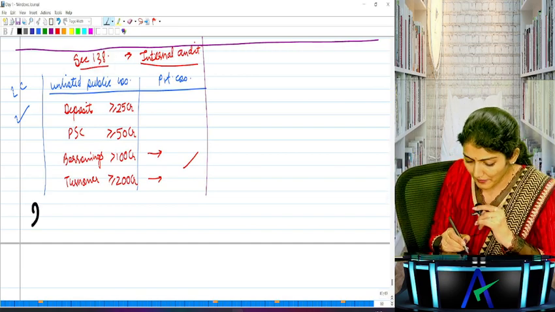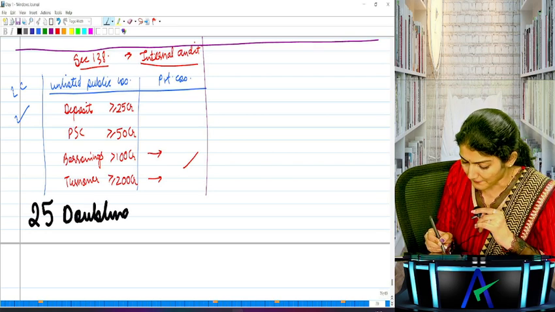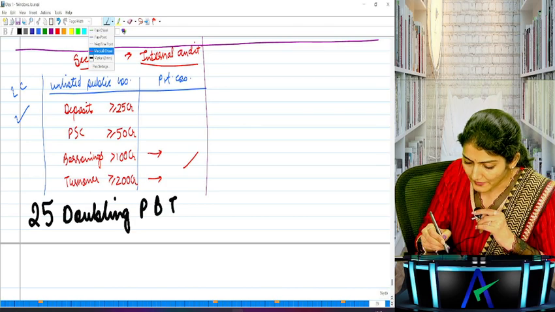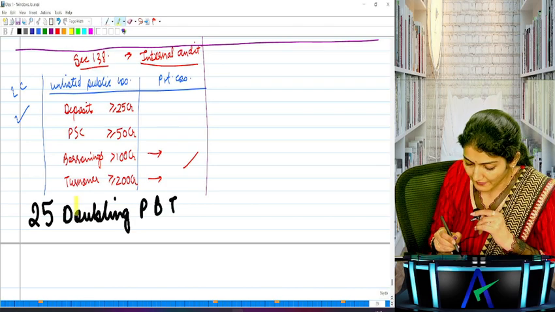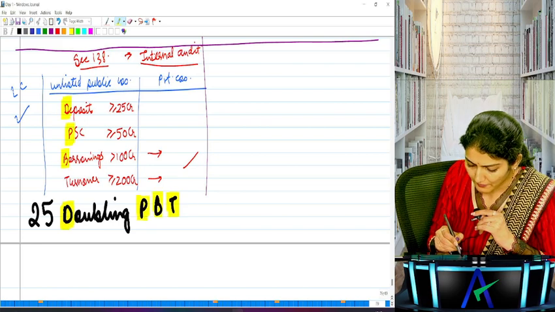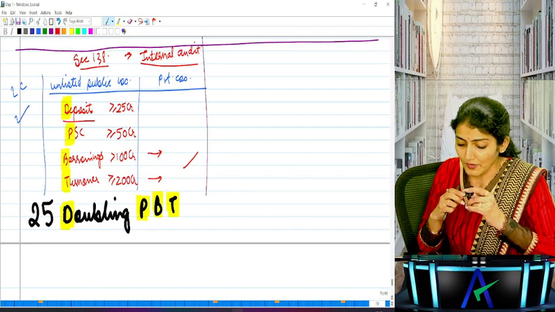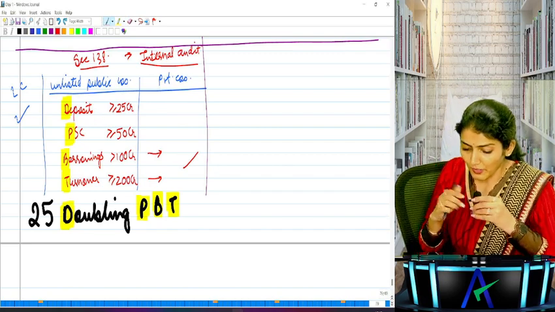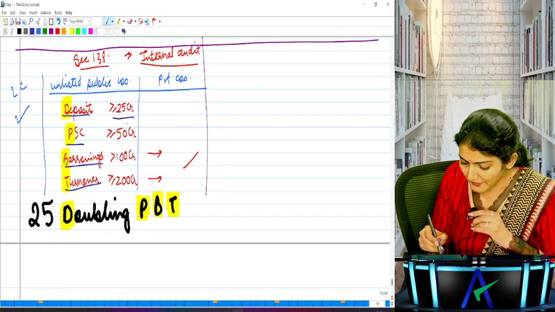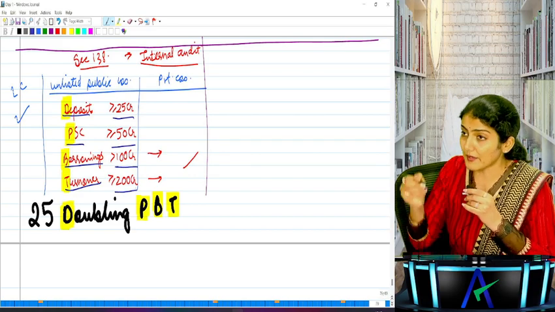So how do we remember the applicability? We have 25 doubling PBT. What do you mean by 25 doubling PBT? 25 and then doubling, and doubling D P B T. D stands for deposits, P for paid up share capital, B for borrowings, and T for turnover. Deposits 25, 25 double 50, 50 double 100, 100 double 200, right?